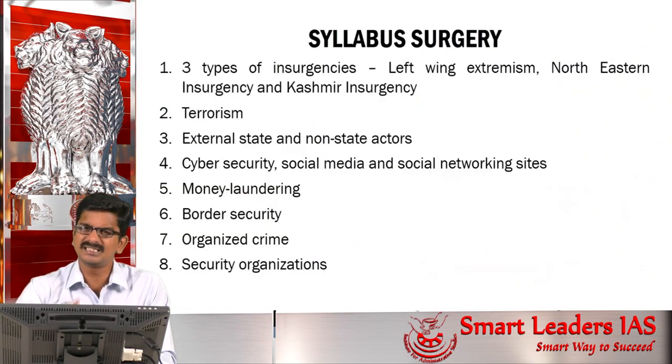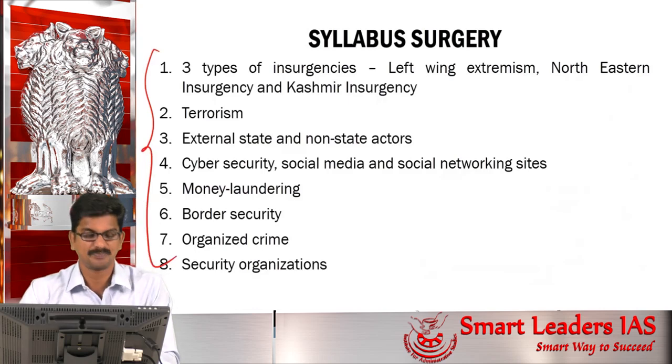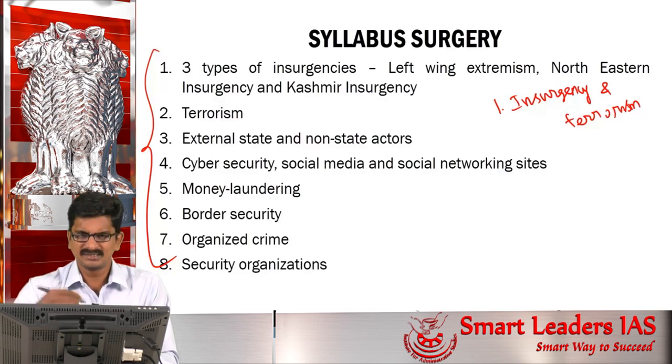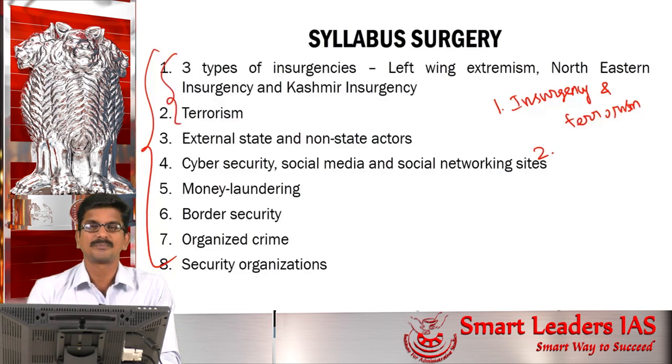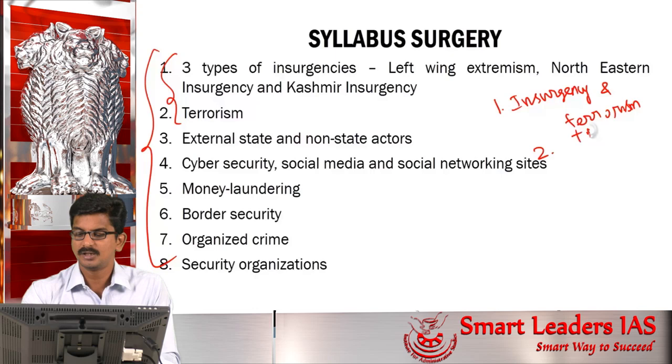Now it's time to surgically analyze the syllabus. Now the whole syllabus of internal security can be easily categorized into these topics. We can even further reduce it into 4 topics. The first one is insurgency and terrorism. So our preparation towards internal security in paper 3, insurgency and terrorism, includes the 3 types of insurgencies. Also in the same insurgency and terrorism, we can include external state and non-state actors also.